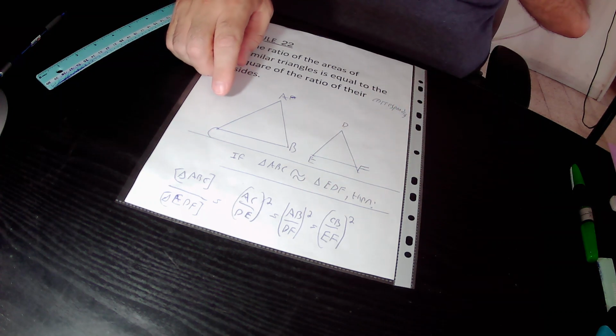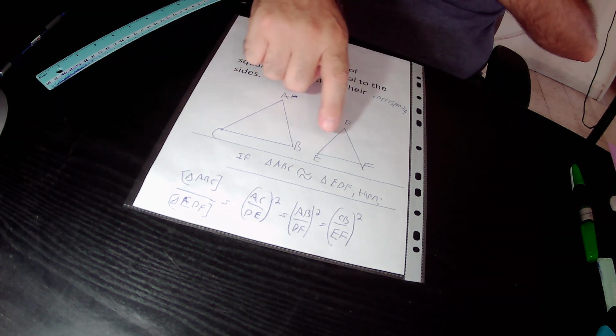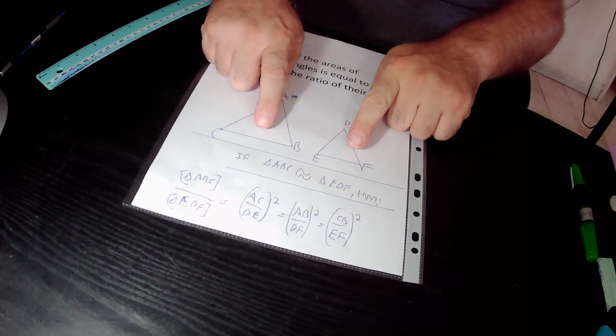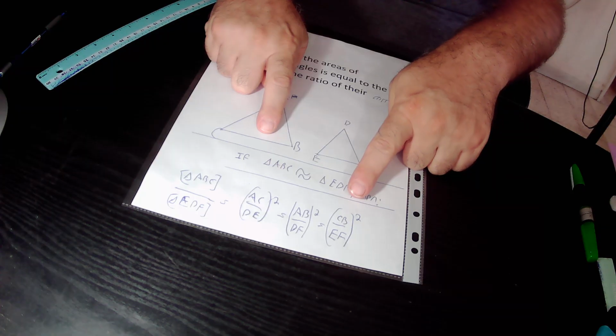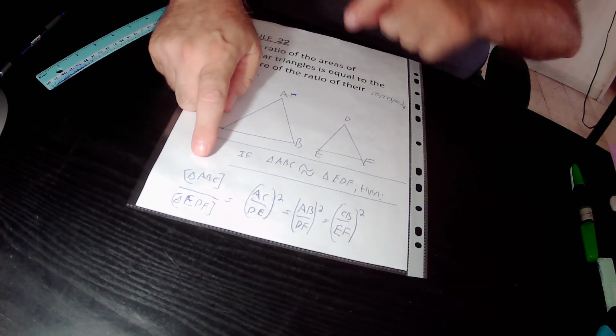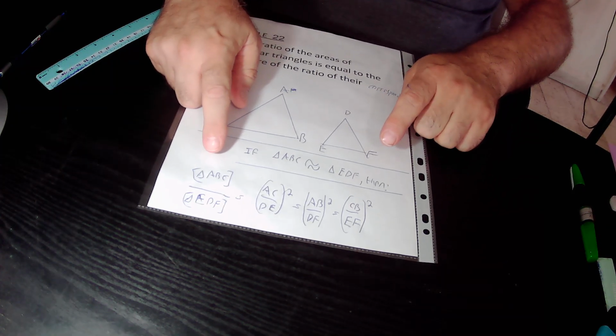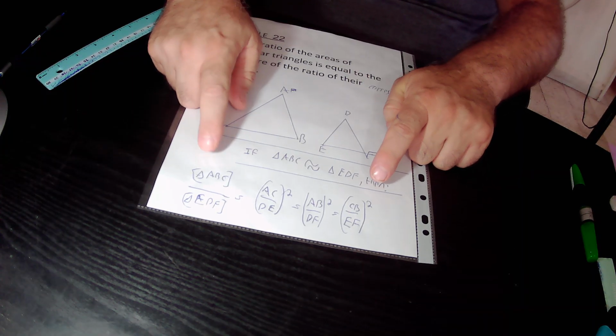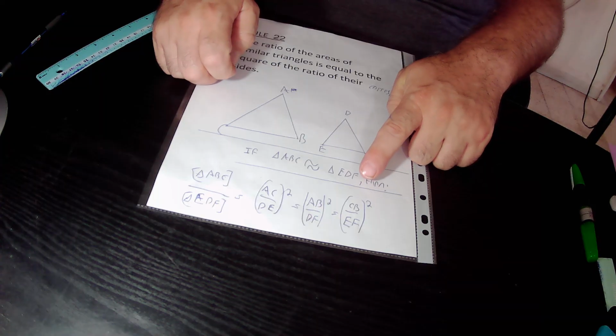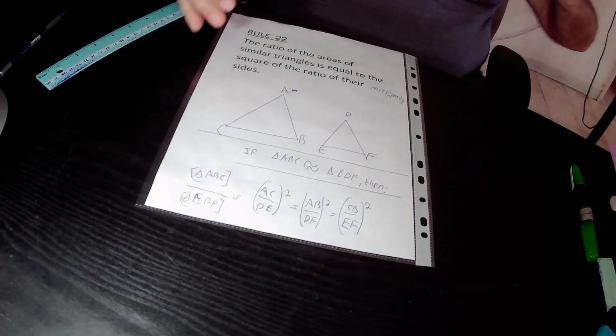And finally, side CB is the corresponding side of side EF. And the square of the ratio of those two corresponding sides is of course CB over EF squared. So in total, we have found out that the ratio between the areas of those two similar triangles, that is the area of triangle ABC over the area of triangle EDF, is equal to the square of the ratio of their corresponding sides, that is CB over EF squared.